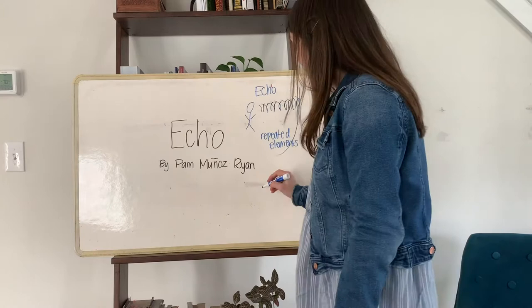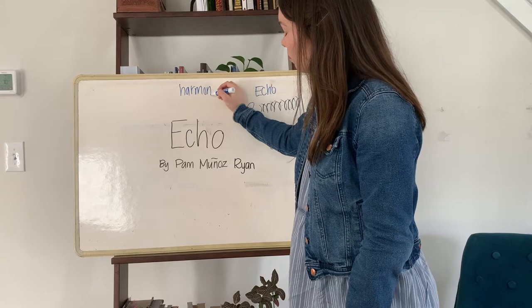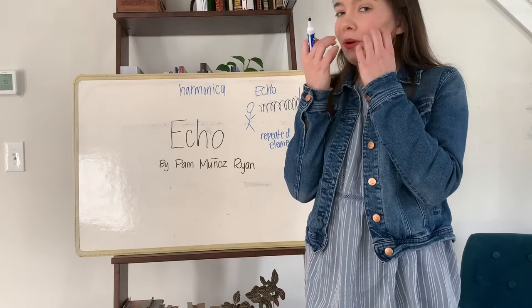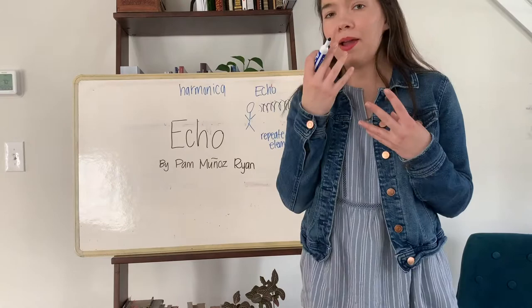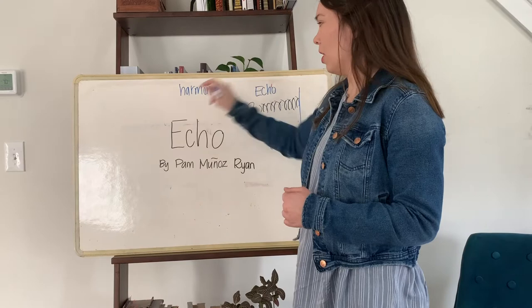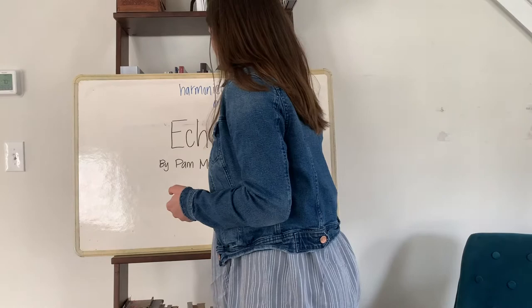I'm going to write that up here. Now, if you don't know what a harmonica is, that's okay, I'm going to tell you. A harmonica is a musical instrument and you just blow through it and it creates a sound. The air vibrating between the reeds in the harmonica causes enough vibration that we can interpret it as sound. So between the harmonica and the echo, I'm thinking that music might play an important role in this book.